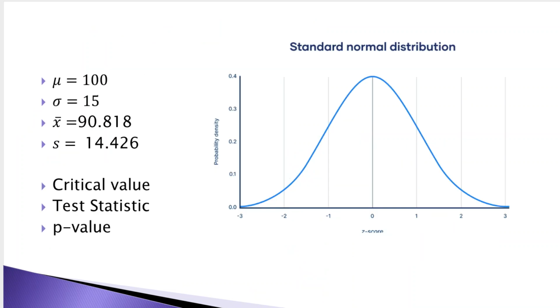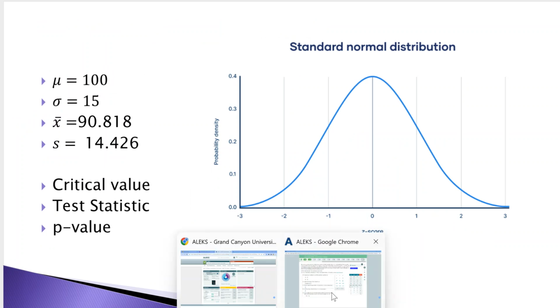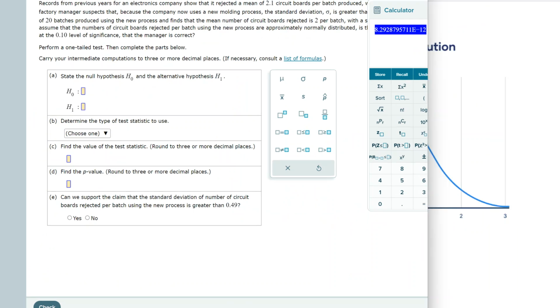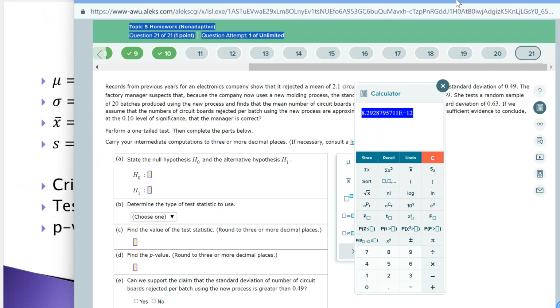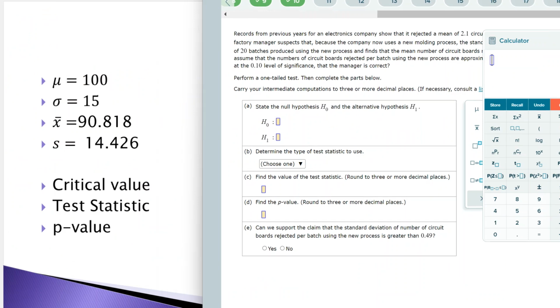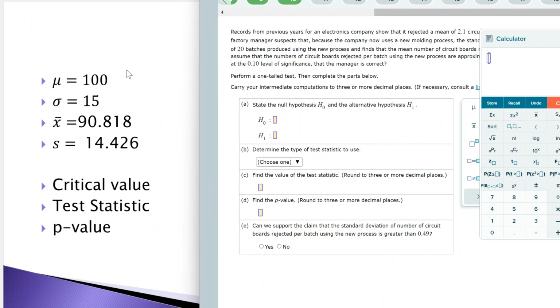Okay. I can also do this in ALEKS using what we've got. So I'm going to run through that as well with the ALEKS commands. Yes, ALEKS is still open. Make that a little smaller because I need the ALEKS calculator. That's all I'm doing here, just getting the calculator. Okay, so our mean is 100, our population standard deviation is 15, our x is 90.818.